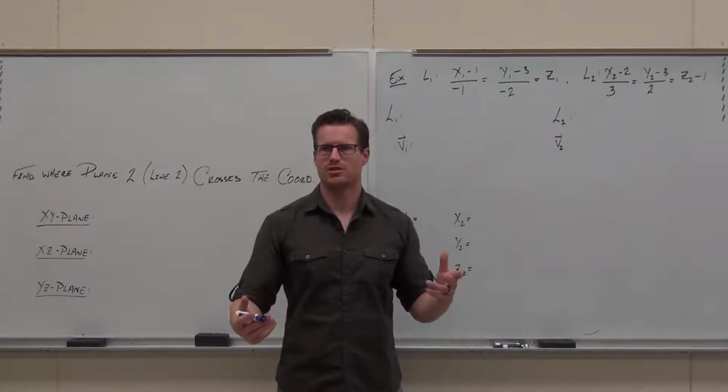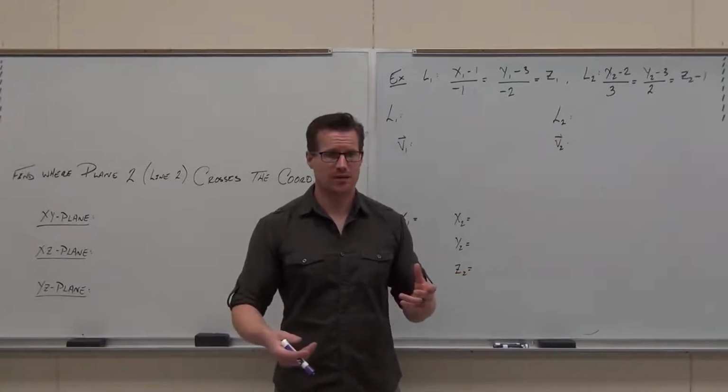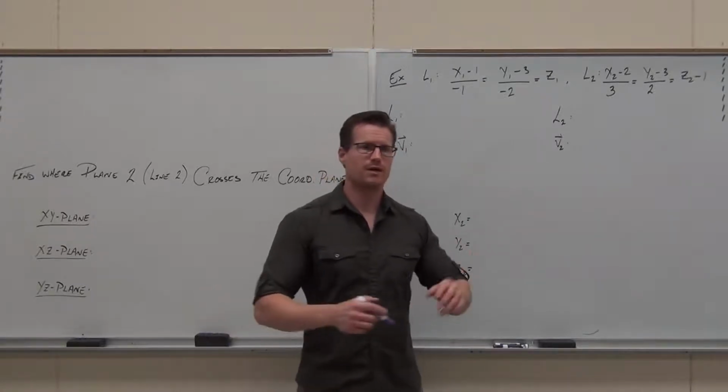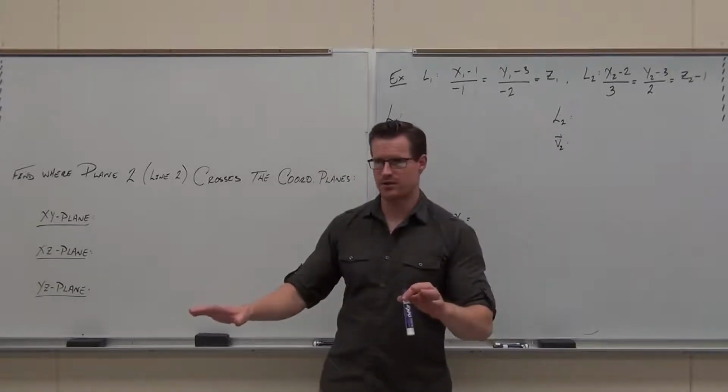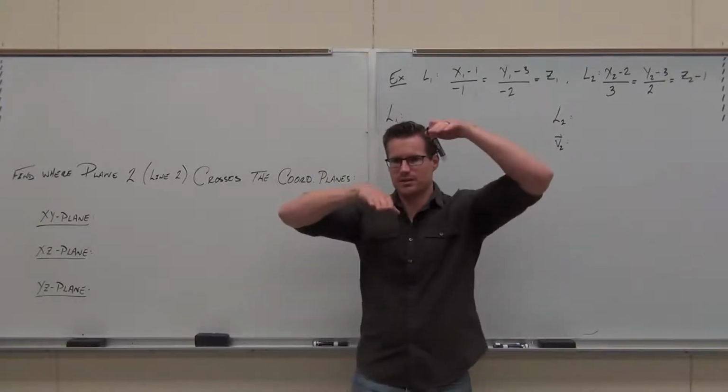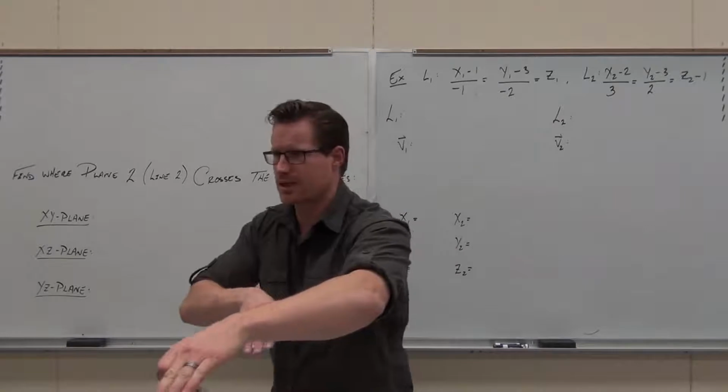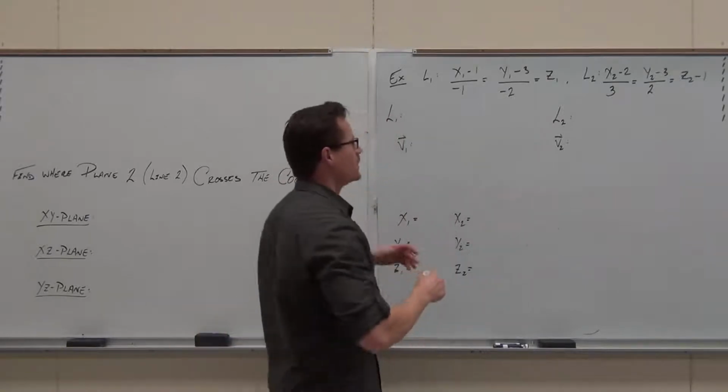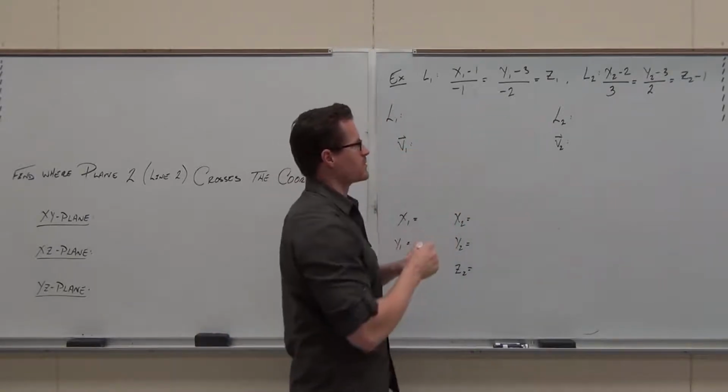Do the planes crash? Number one, the easiest way to check this is, are they parallel? If they are parallel, they don't crash. They do not intersect. Think of planes landing. One lands first, the other lands second. Those things cannot crash. In the air, they're flying the same direction.